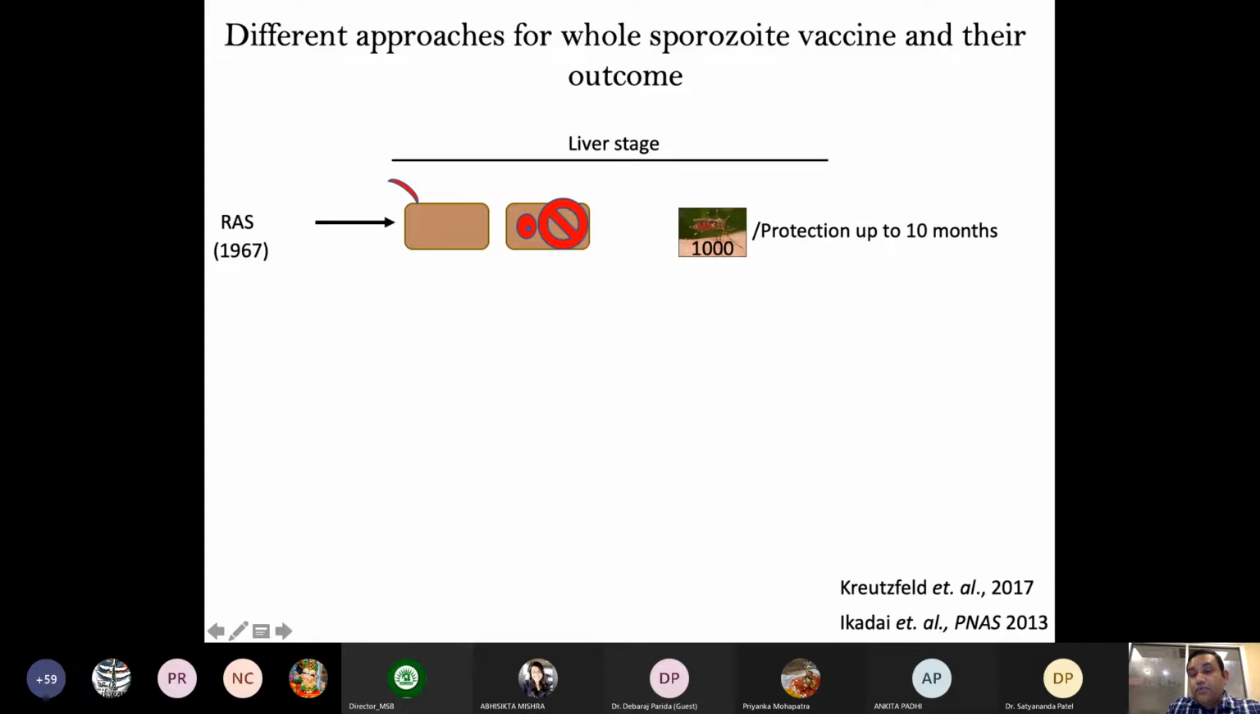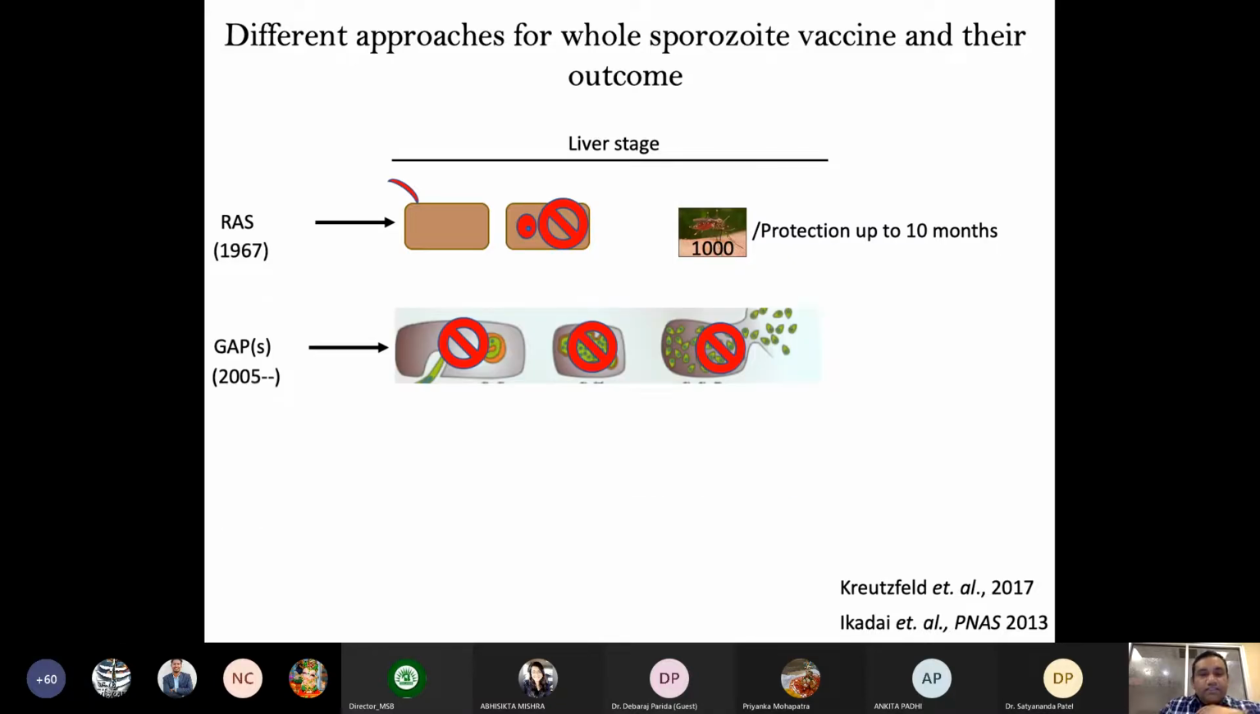Okay, so in this approach, you normally need 1,000 mosquito bites, and once you get that number of mosquito bites, you get a protection that lasts up to 10 months, only 10 months. So you can imagine how practically impossible it is to immunize a lot of people, where you need to infect each and every individual with 10,000 mosquitoes, and the protection will last only for 10 months.